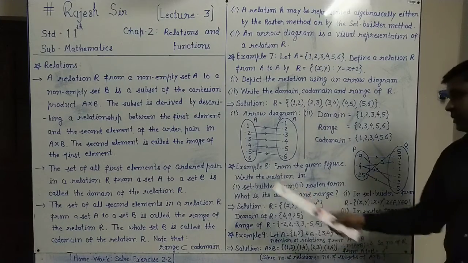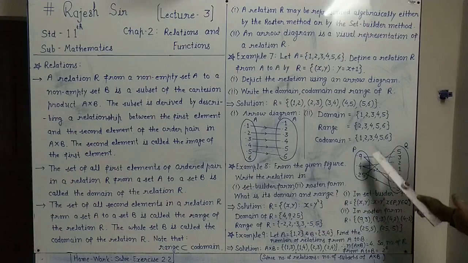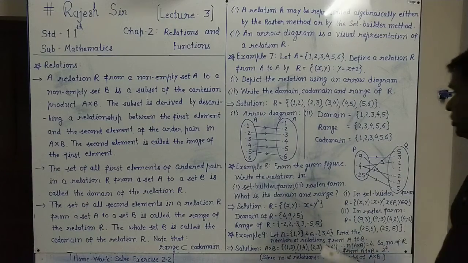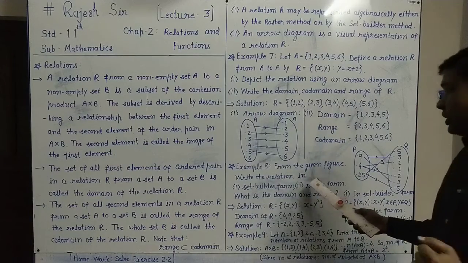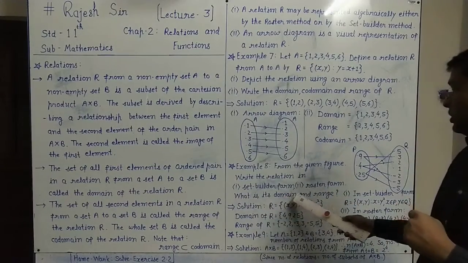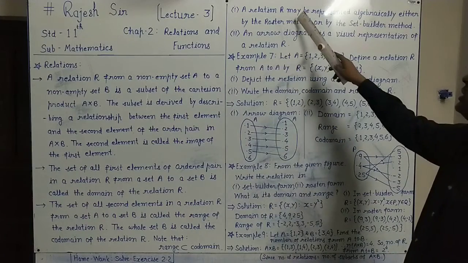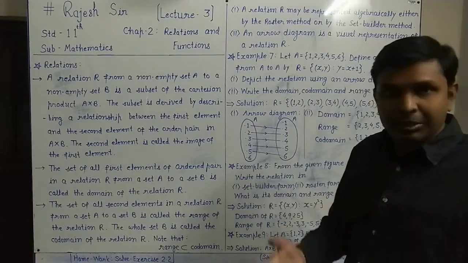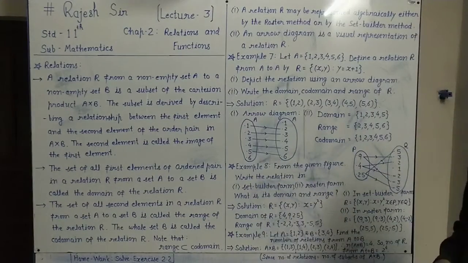Next, example 8. Here a figure is given. From the given figure, an arrow diagram, what we want to do here is write the relation. We have to write the relation first in set-builder form and second in roster form. As we have seen, the relation may be represented by roster or set-builder form. In this question, we have to write the relation in both forms.